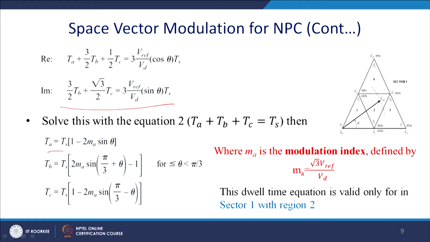Then from there you can get Ta equal to, and now we have to substitute this, something like the modulation index in the sine triangle PWM. So that is root 3 by Vd. Ultimately you substitute here, and you get Ta equal to Ts times 1 minus 2 m sin theta. Similarly, Tb will be this and Tc will be this. Okay, so these are the expressions for Ta, Tb, Tc.